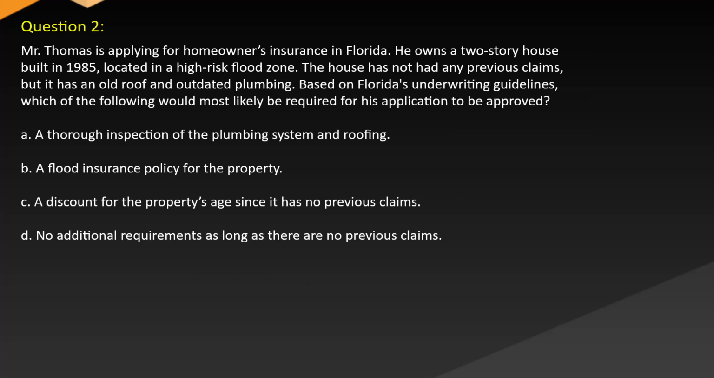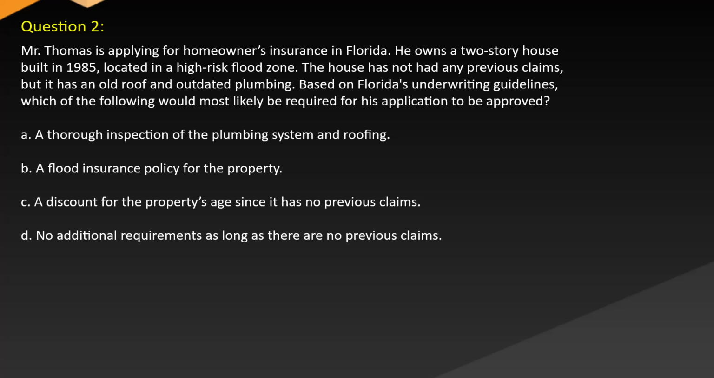Question 2. Mr. Thomas is applying for homeowners insurance in Florida. He owns a two-story house built in 1985 located in a high-risk flood zone. The house has not had any previous claims, but it has an old roof and outdated plumbing. Based on Florida's underwriting guidelines, which of the following would most likely be required for his application to be approved?